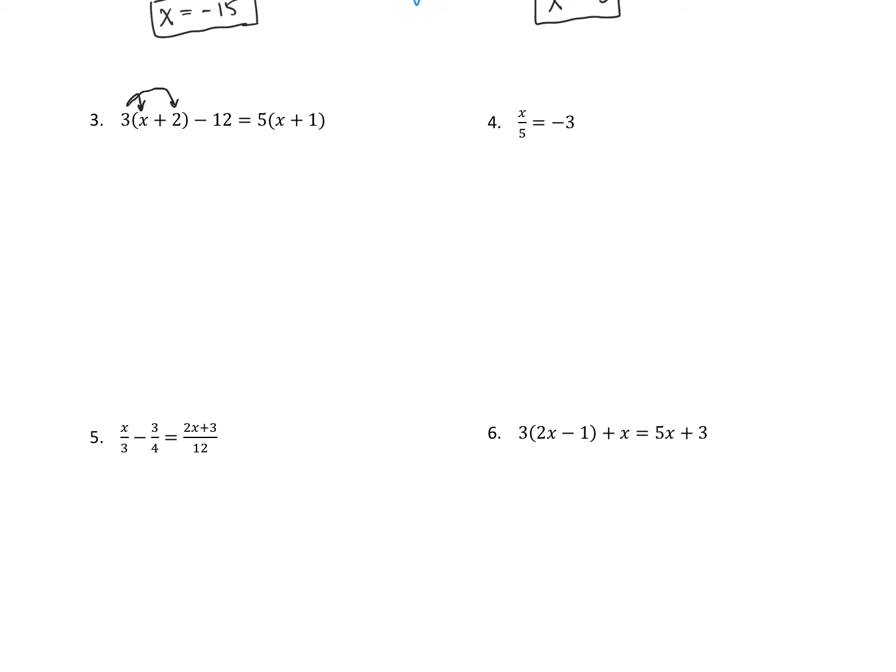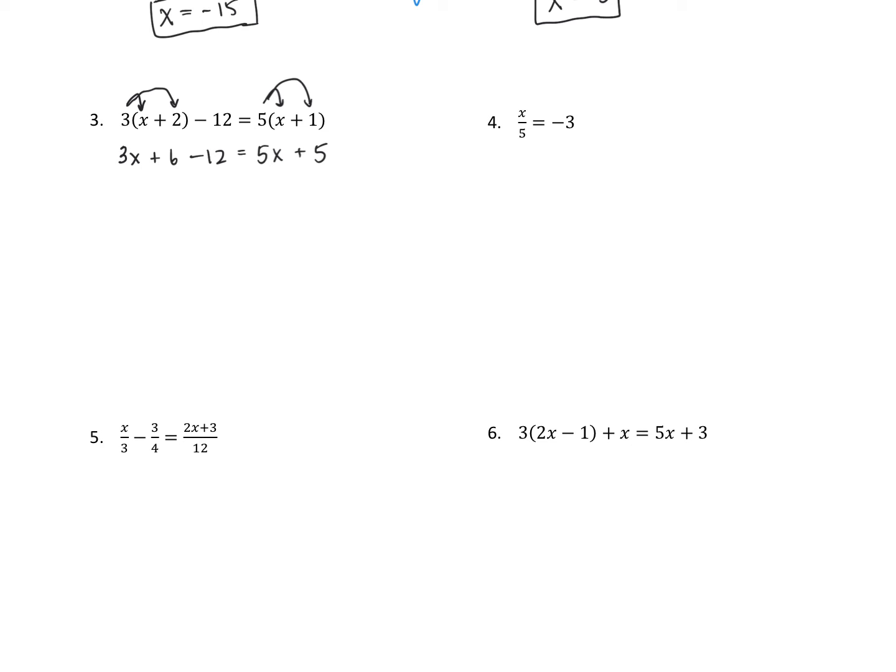So 3 times x is 3x. 3 times 2 is 6, so we have plus 6. Bring down the minus 12 equals, and then on the right-hand side we have parentheses as well. To get rid of those, we will distribute that 5 throughout. So we will have 5x plus 5.